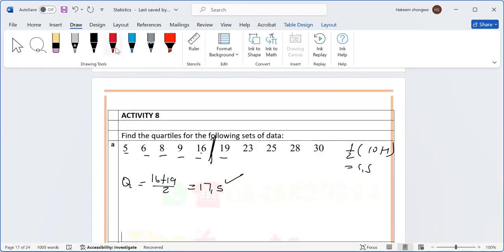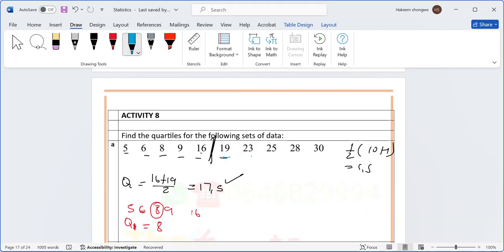Okay, next, we want 50% of 5, 6, 8, 9, and 16. What is the middle value here? It's 8. Then our Q1 is equal to what? 8.